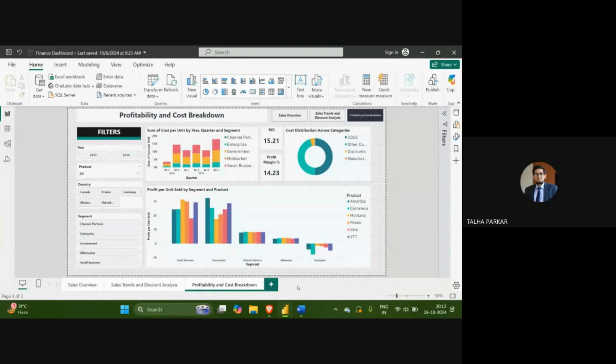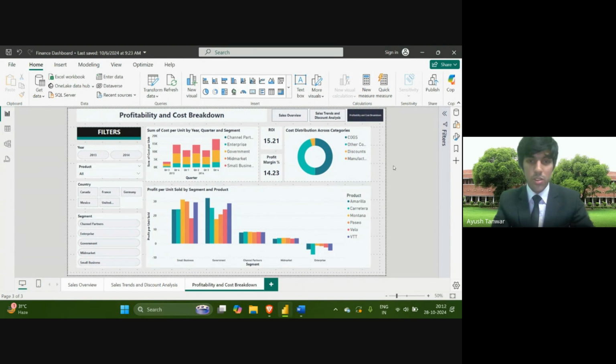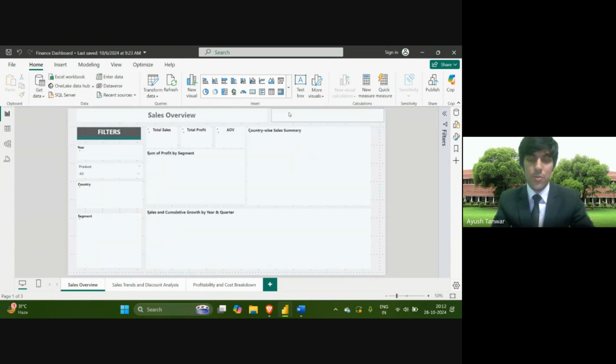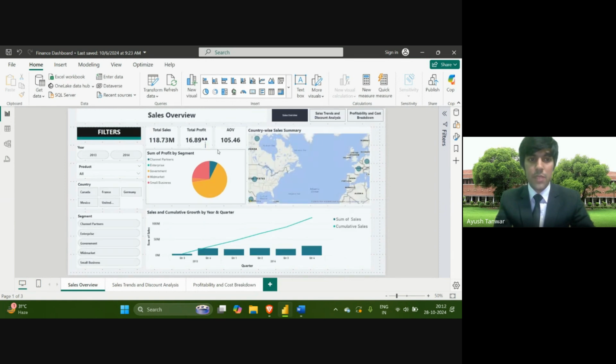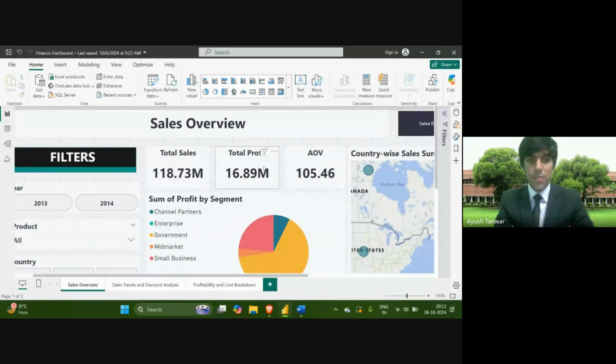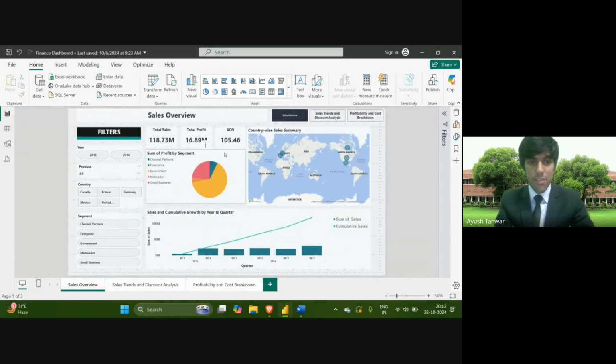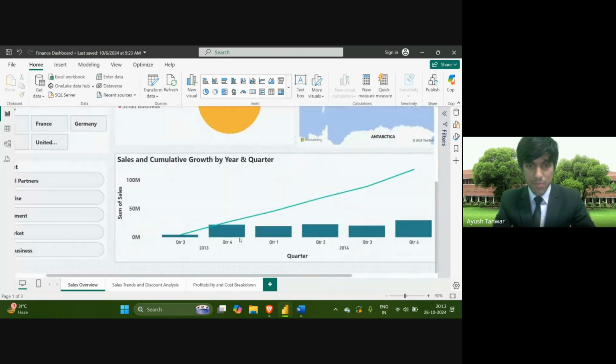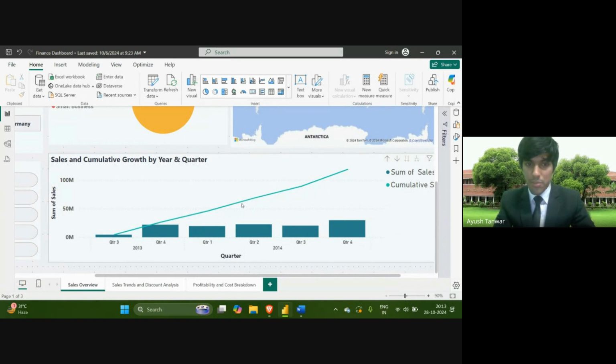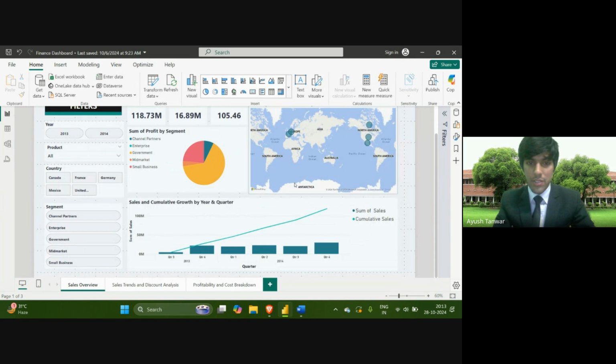Yes, we can. Right. So this is what our dashboard looked like. This is the first page that we created. As you can see, there are three cards here. One is for total sales, then total profit, and then the average order value, and then the country-wise sales summary. Then there is sum of profit by segment, and then there are cumulative sales and the cumulative growth by year. So you see the sales per quarter in this graph, but you also see the amount they have actually risen overall. So it gives you a very comprehensive view.